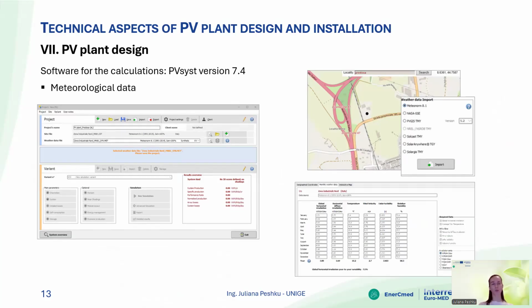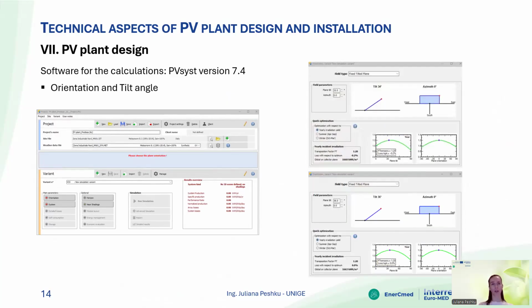Then the software allows us to choose the closest meteorological station that provides the latest weather data file containing information about the solar radiation, temperature, wind velocity, and precipitation. If we have more recent data, we can upload the file directly inside the software.